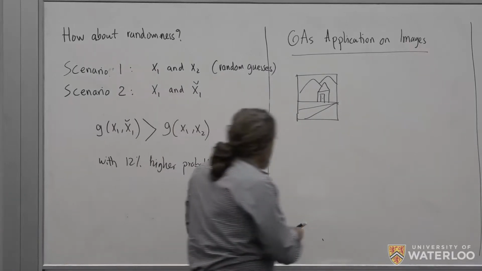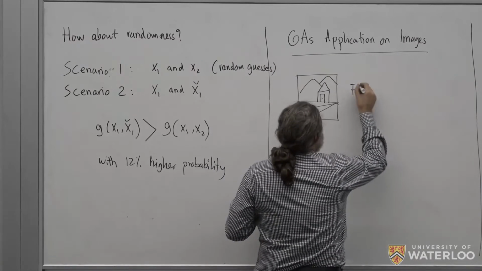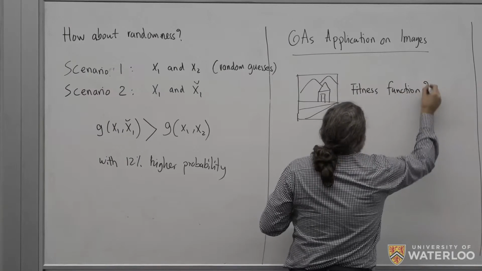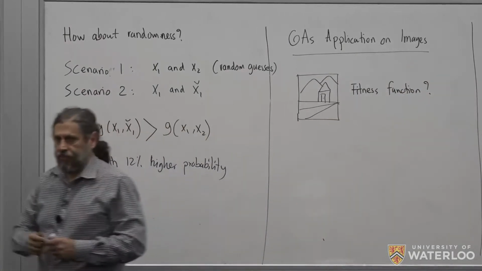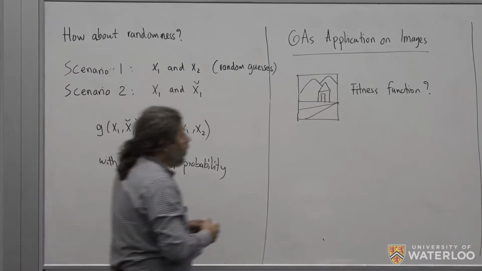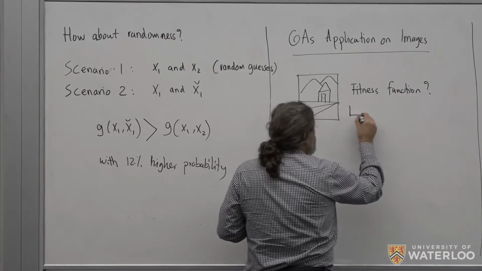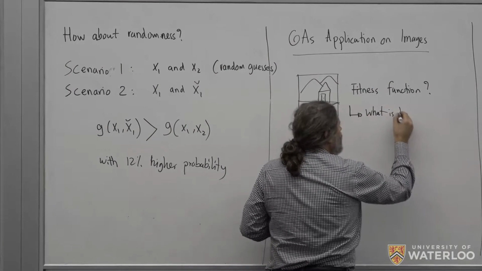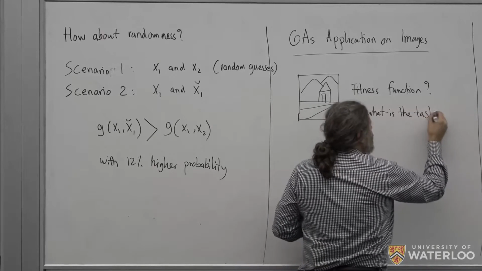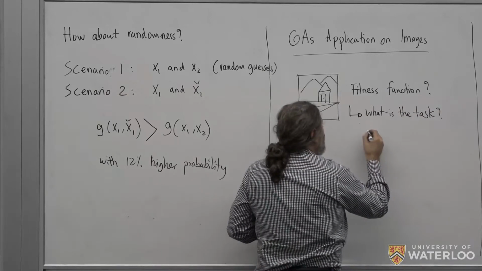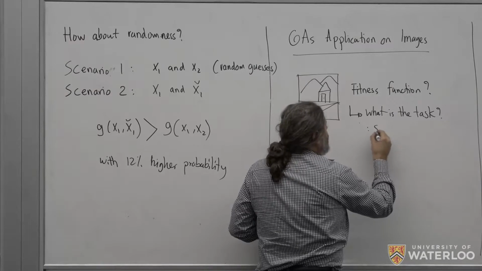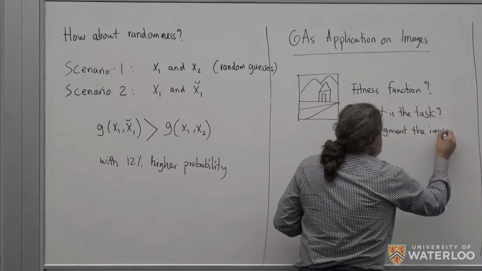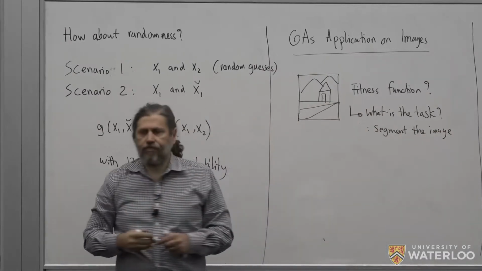So the first question that comes to mind is, what is your fitness function? What is the fitness function? So then, if you ask me what the fitness function is, I would ask you, OK, what is the task here? What is it that you want to do with this image? And then you would say, well, I want to segment the image. OK. You want to segment the image.